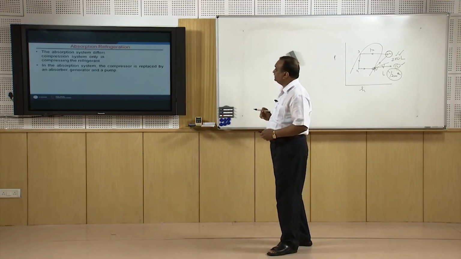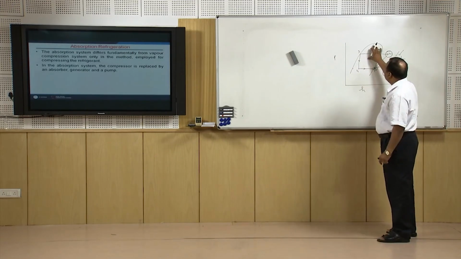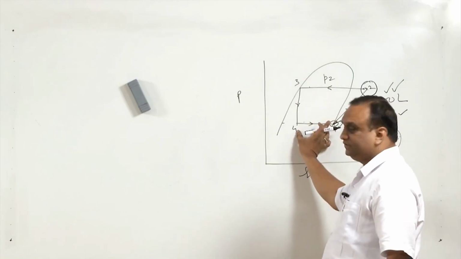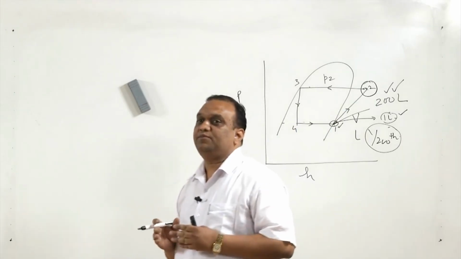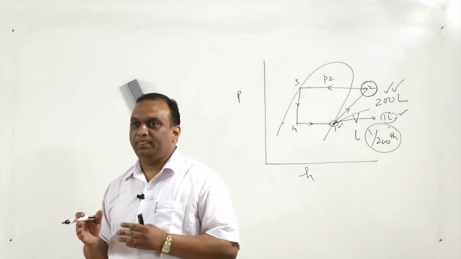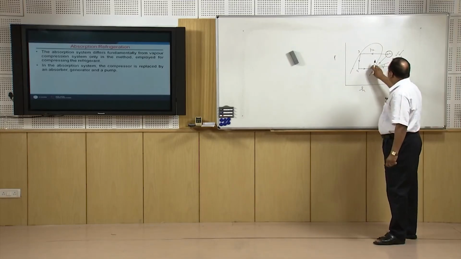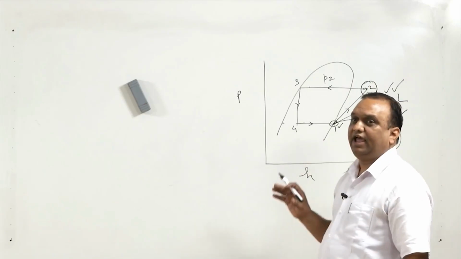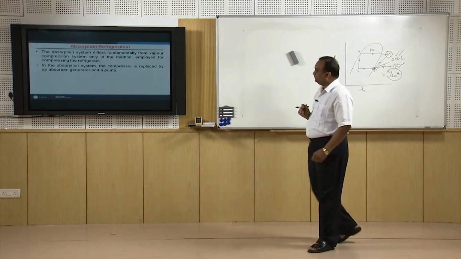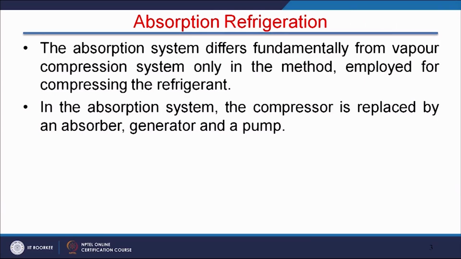In absorption refrigeration system, all the processes are same. They have condensers, expansion valves and evaporators. Only this part, compression of vapor, instead of increasing pressure of the vapor in a compressor, the vapors are absorbed in an absorber. Then this mixture is pumped to the high pressure, and here again the heating is done and vapors are liberated. So, in the absorption system, the compressor is replaced by an absorber, generator and pump.